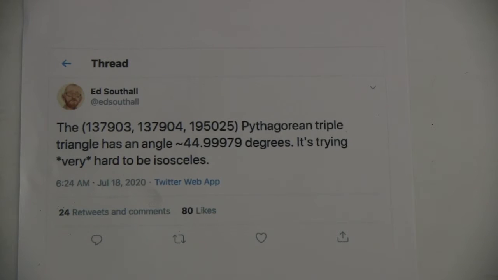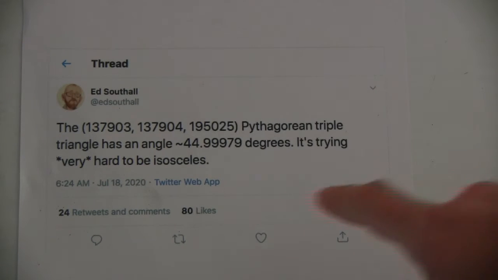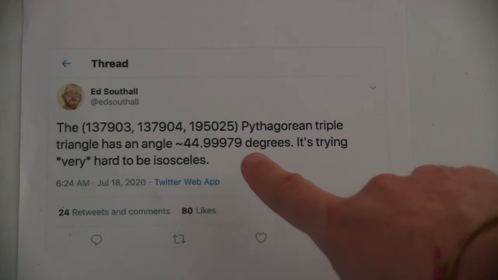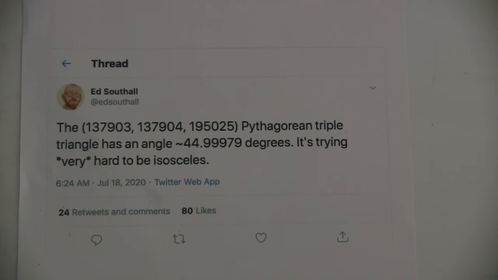So when I woke up this morning, our friend Ed had posted this interesting math fact on Twitter. The 137,903, 137,904, 195,025 Pythagorean triple triangle has an angle of approximately 44.99979 degrees. It's trying very hard to be isosceles.